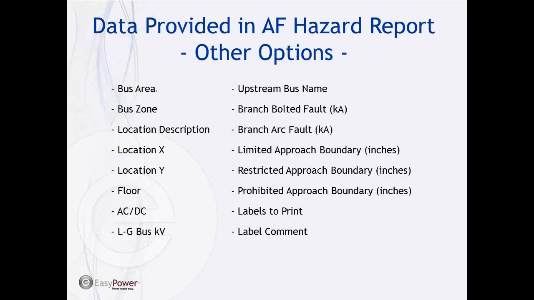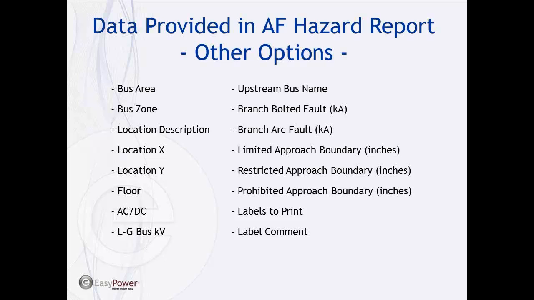The other options that are available from the default in the Arc Flash Hazard Report include the bus area, bus zone, location description, location X, location Y, floor, AC and DC, line to ground bus kV, upstream bus name, branch bolted fault kA, branch arcing fault kA, limited approach boundary, restricted approach boundary, prohibited approach boundary. The last three are the shock boundaries.